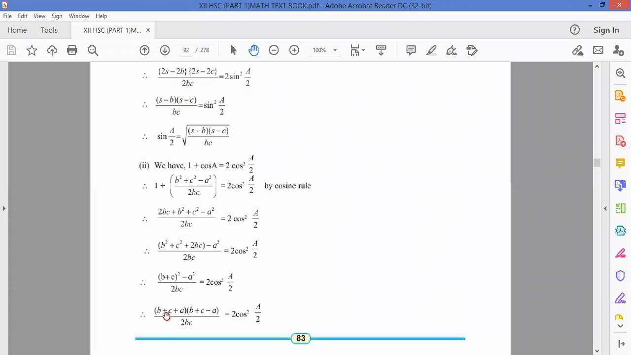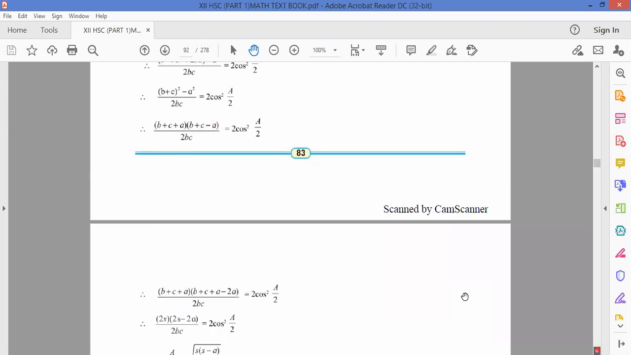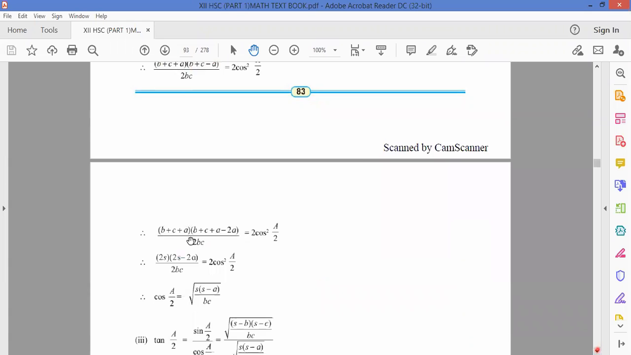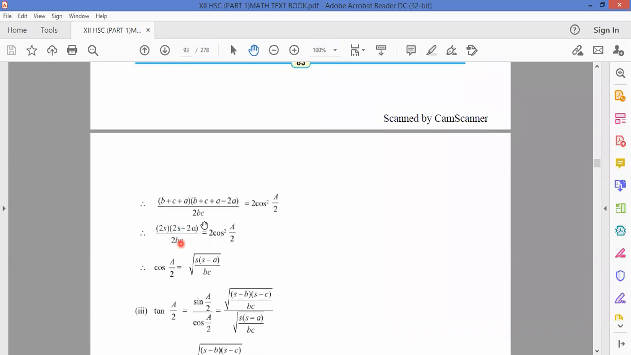Again, we'll try to bring 2s over here, which is nothing but a plus b plus c. So the first bracket is already a plus b plus c. We can replace this by 2s. Here b plus c is introduced, a is missing, so add and subtract a. So it will become 2s minus 2a. Then again take out 2 common, which will get cancelled off. So what will be left with is s minus a upon bc. So this is the formula for cos of a by 2.